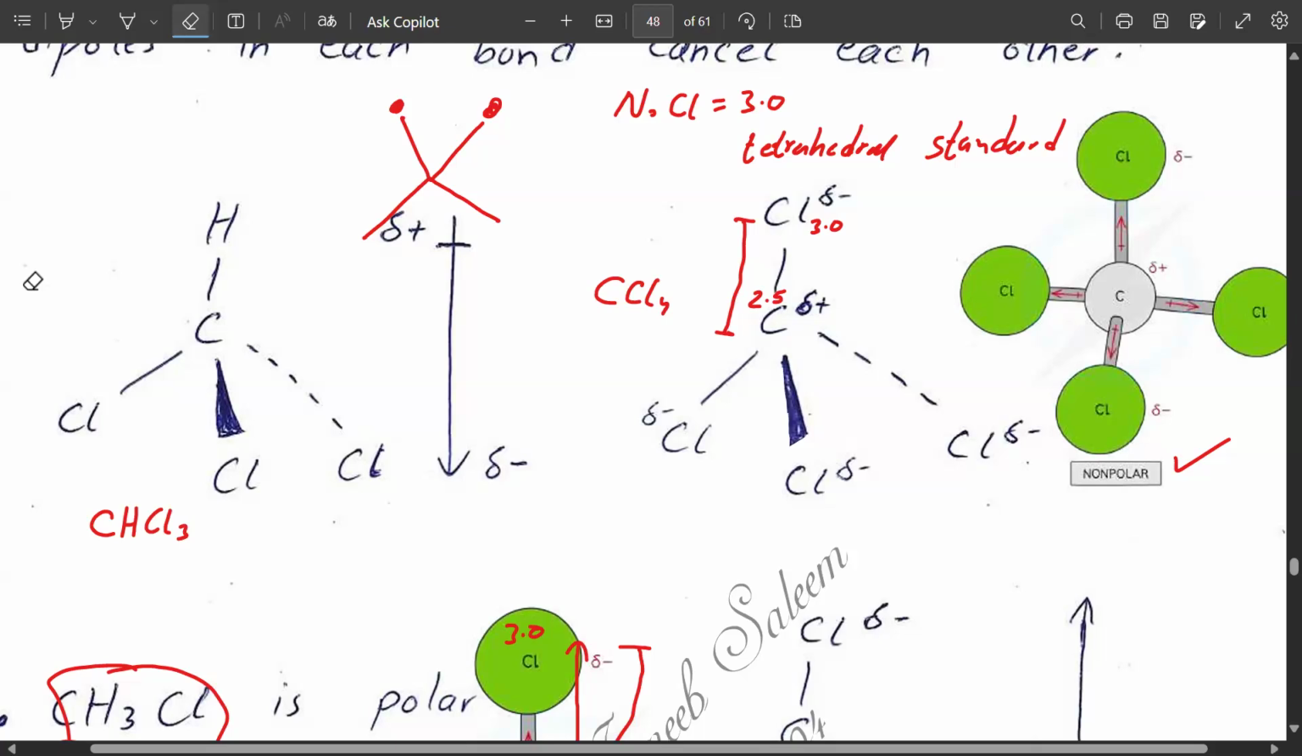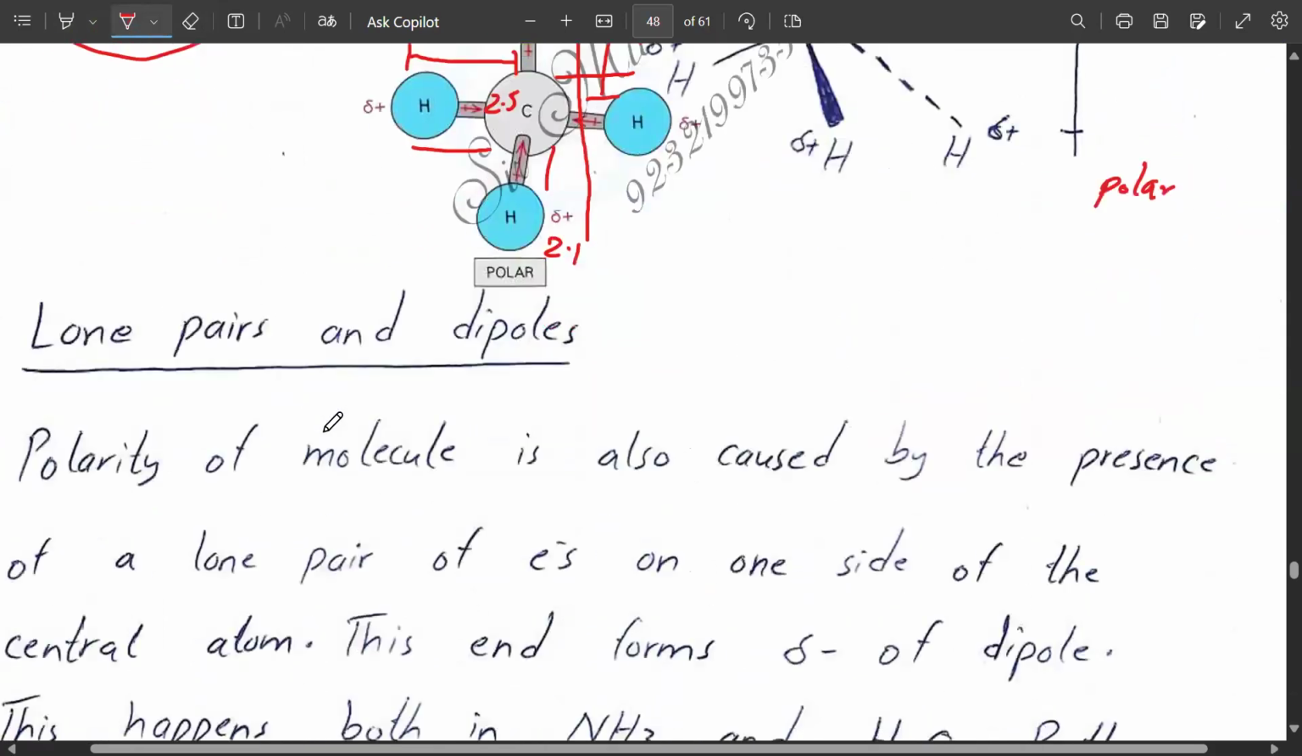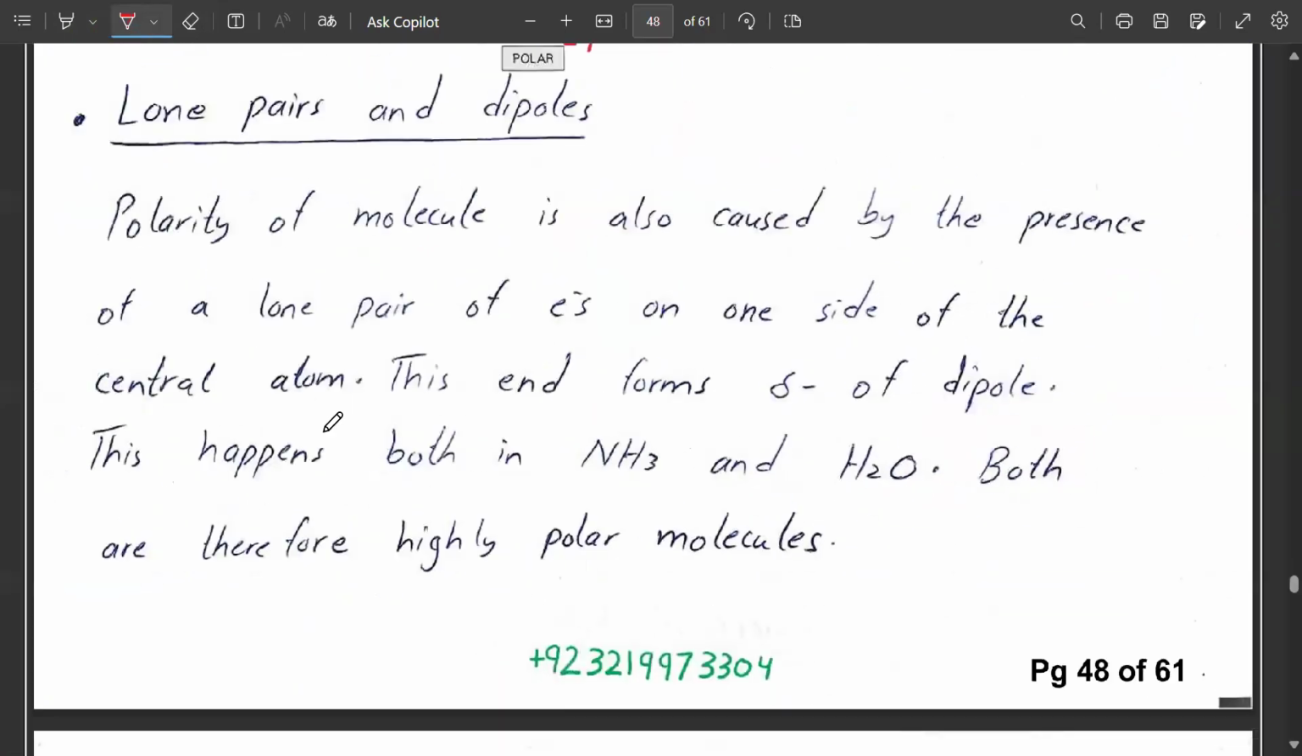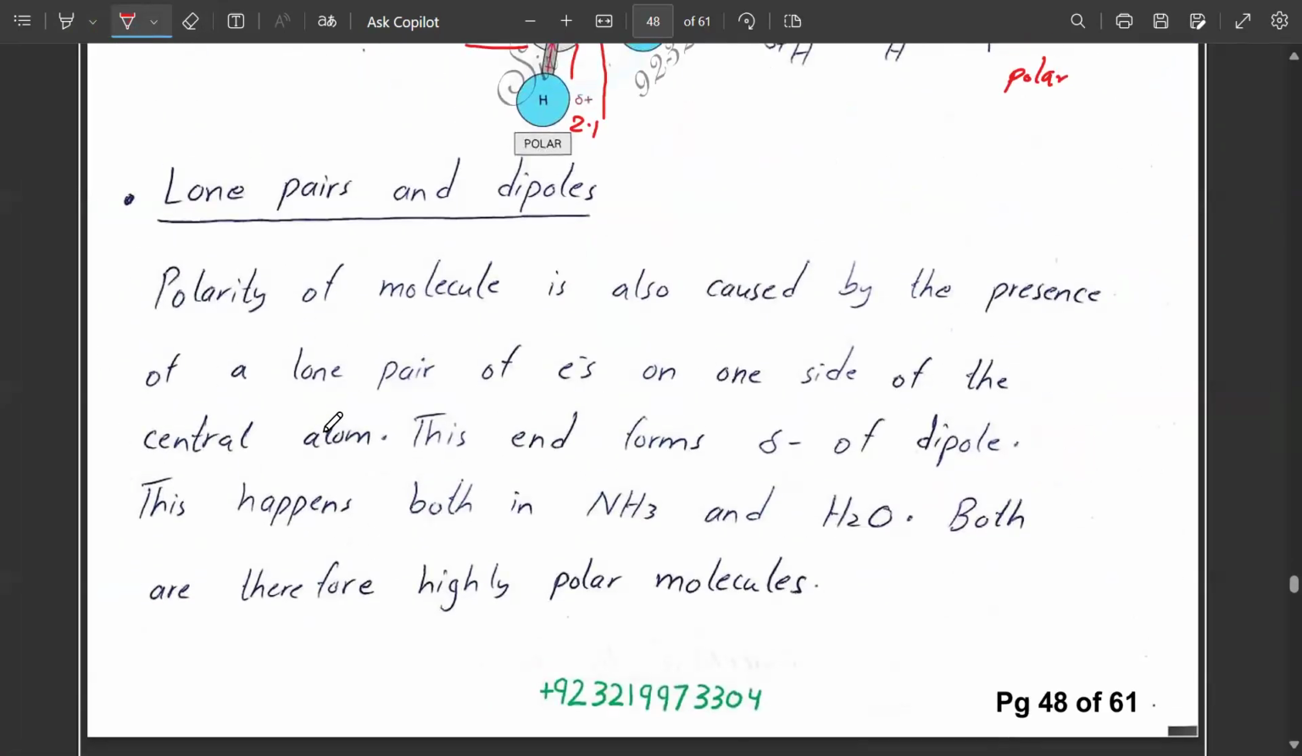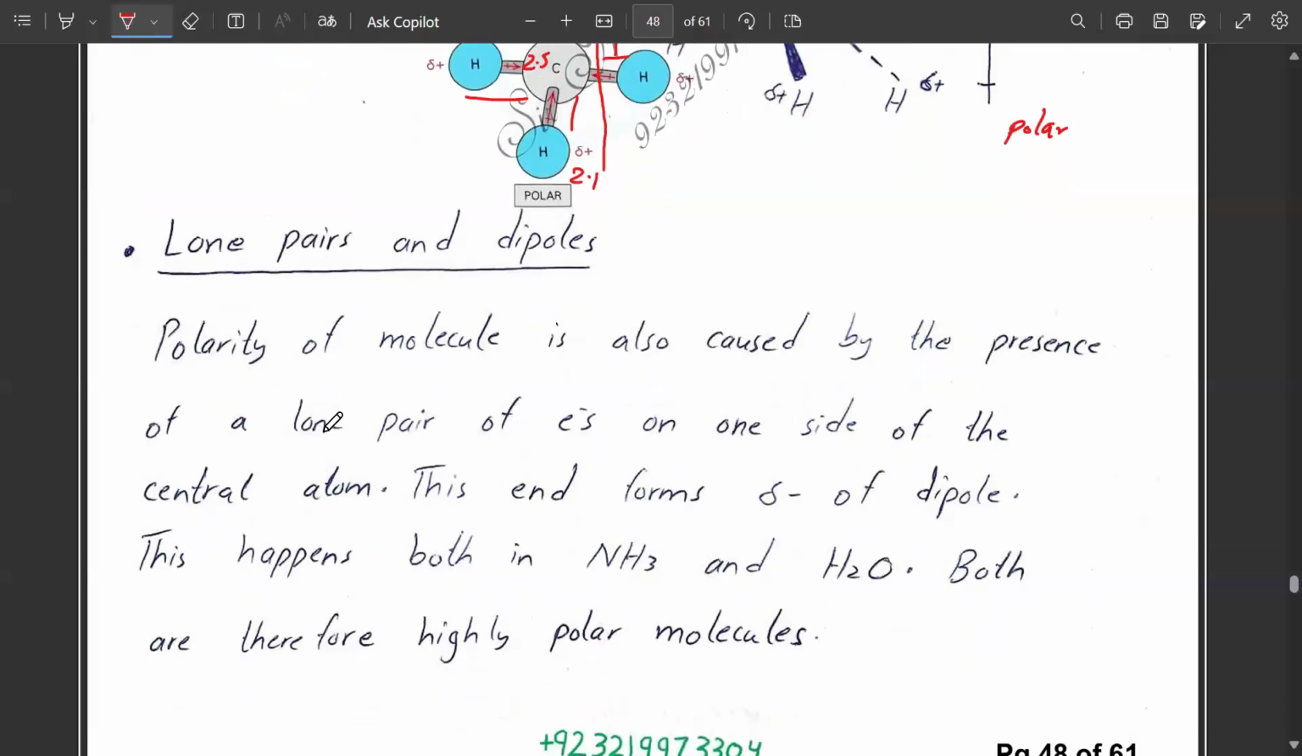Yes, students? One will go from hydrogen to carbon, and then it'll go from carbon to... Yes, very good. So the direction will be from hydrogen to carbon, then from carbon to chlorine. So yes. Now, is it clear to you, Shamin? Yes.